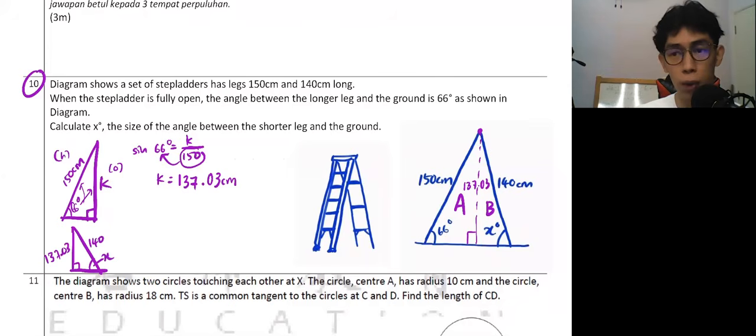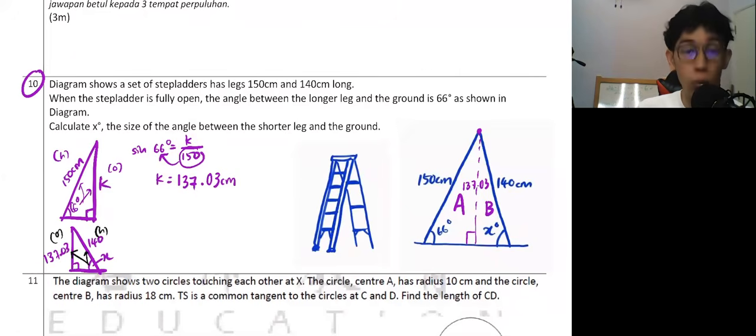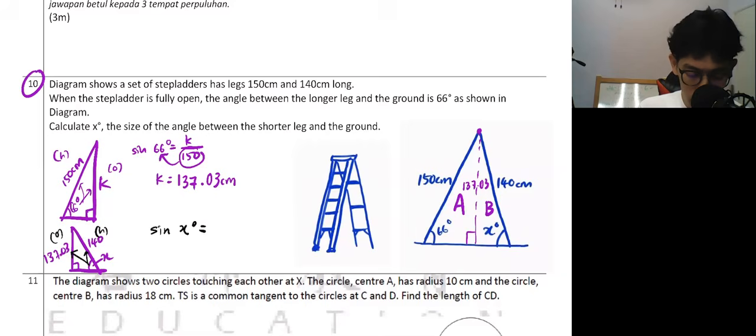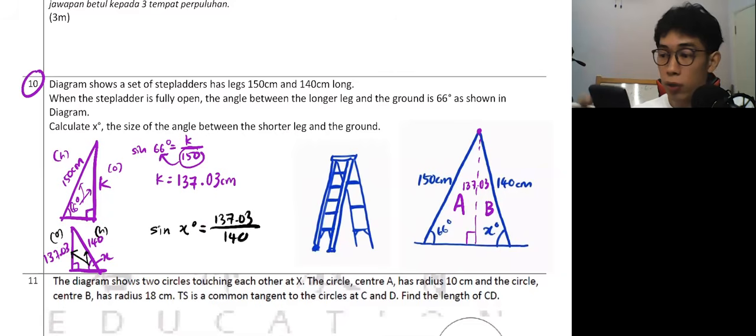I know I have to use trigonometry, but sine, cos, tan, which one will I use? So my next working comes in. I have to use x to decide again. I have to use opposite and hypotenuse, so it will be sine again. So sine x degree equals to, be extra careful, everyone, opposite 137.03 over 140.